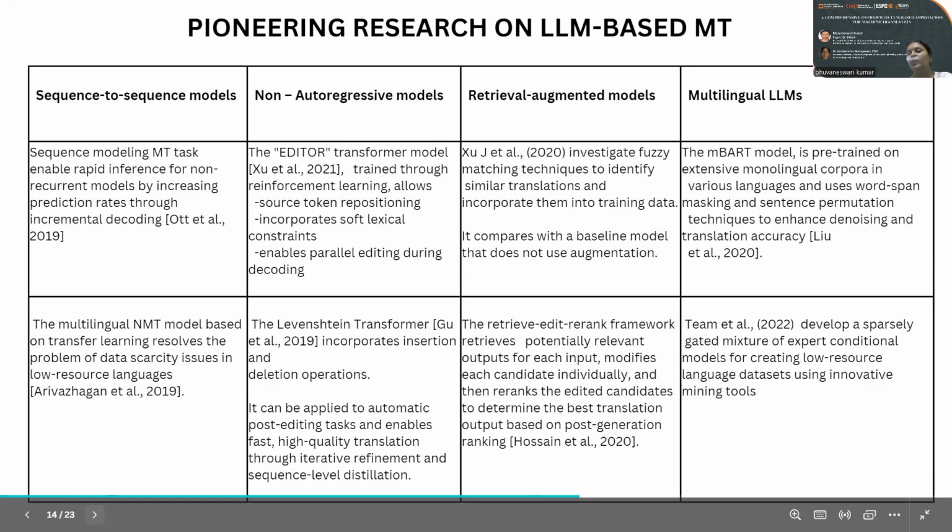Then with the multilingual LLMs, the EMBARK model has been pre-trained extensively with monolingual corpora for various languages, and it uses word span masking to enhance the translation accuracy. In the next paper, Team et al. 2022, it has used sparsely gated mixture of experts conditional models for creating low resource language datasets using innovative data mining tools.